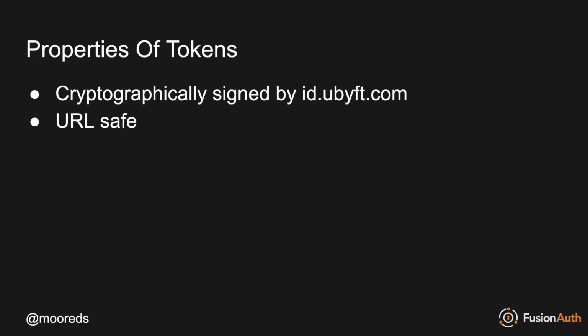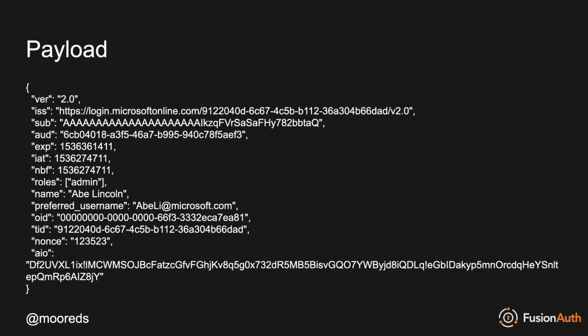Tokens are cryptographically signed by id.ubift.com typically, and they're URL safe. So they can be sent in a header, they can be sent in a form parameter, they can be sent as a cookie. Here's an example of a token, and the token actually has a payload. The payload is just a JSON object.